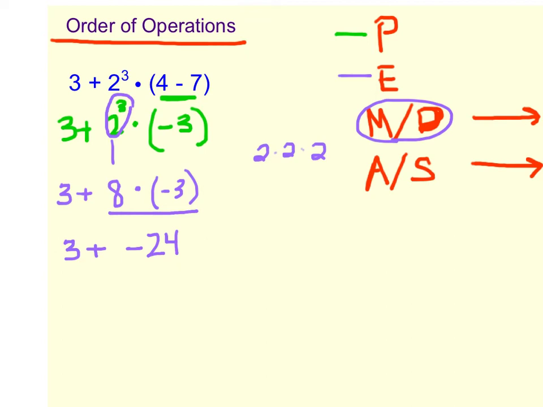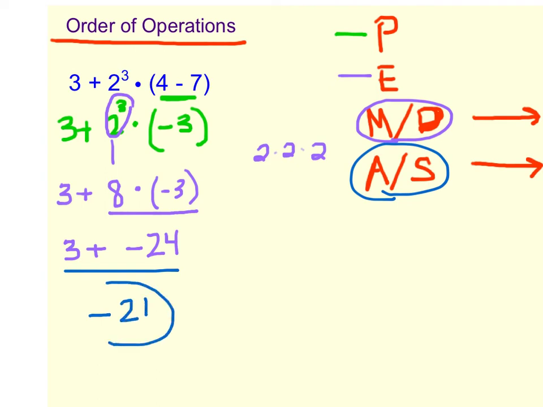And now we have our last addition or subtraction. We see there's addition right there. So 3 plus a negative 24. I'm taking a small positive number plus a really big negative number, so my answer is still going to be negative. And 3 plus a negative 24 is a negative 21. And that's our final answer.